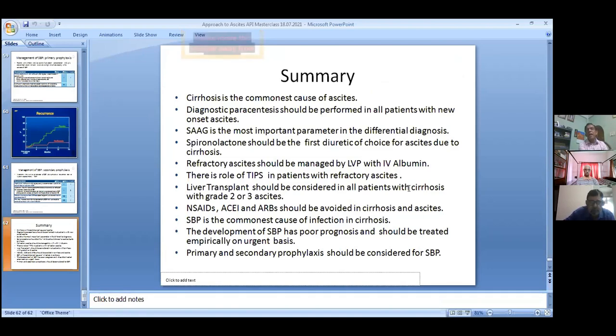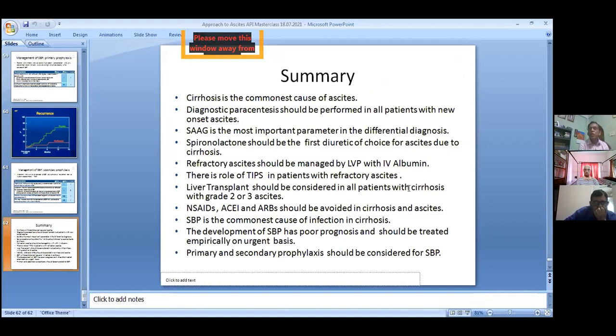So this is my last slide. I want to summarize my talk: cirrhosis is the commonest cause of ascites. The diagnostic paracentesis should be performed in all patients with new onset ascites. Serum ascites albumin gradient is the most important parameter in the differential diagnosis of ascites.